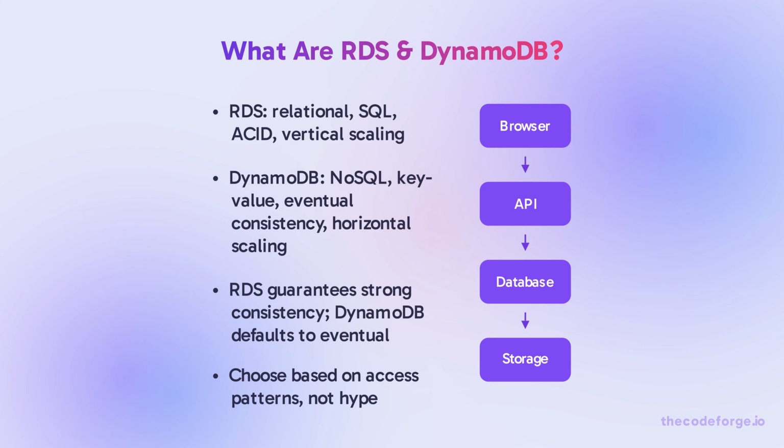Before we dig into that production issue, let's cover Amazon Web Services' relational database service and DynamoDB. Relational database service provides ACID transactions with strong consistency by default, using traditional SQL databases. DynamoDB offers tunable consistency, but defaults to eventual, which can cause stale reads under high concurrency.